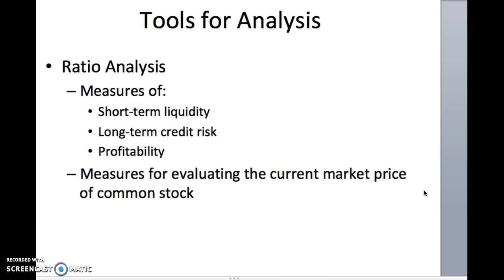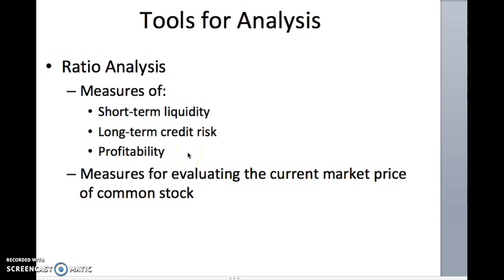It can also measure or evaluate the current market price of a common stock. Now, for short-term liquidity, this actually means that given your current assets, can you actually cover for your current liabilities? Why is this important? Well, if you can cover for your short-term liabilities, what more for long-term debts, let's say. So that also measures your long-term credit risk. So for example, if you borrowed money from the public, can you actually pay?